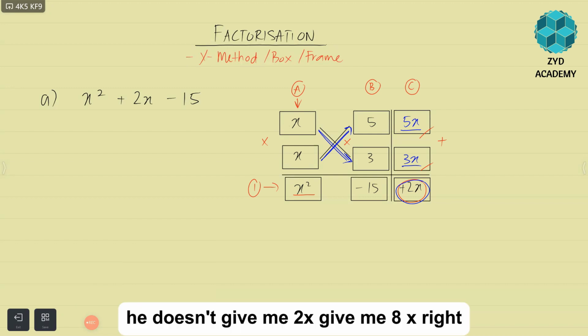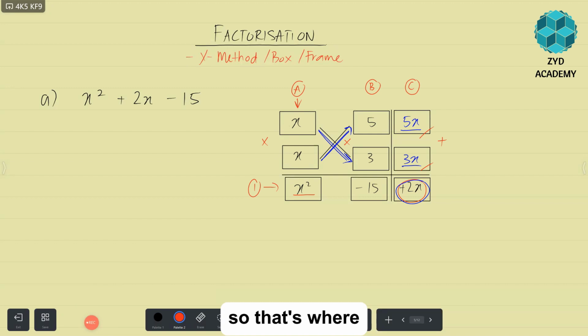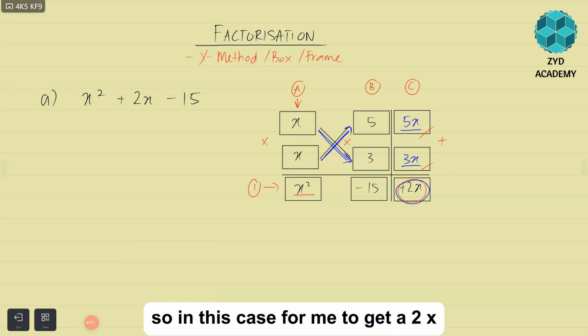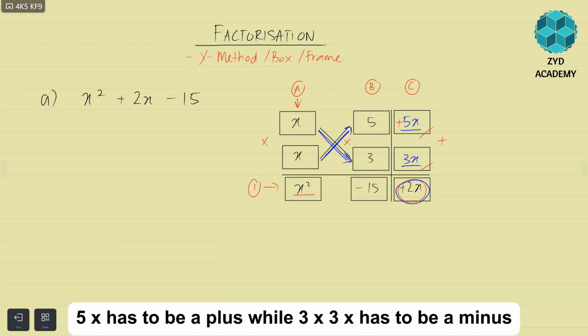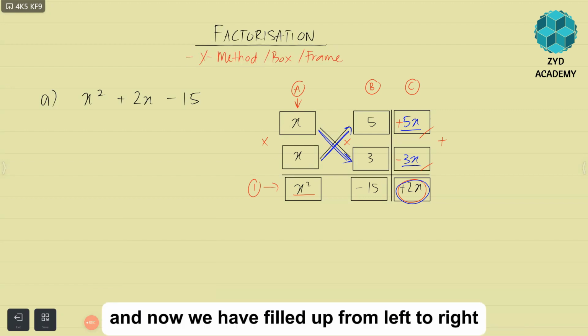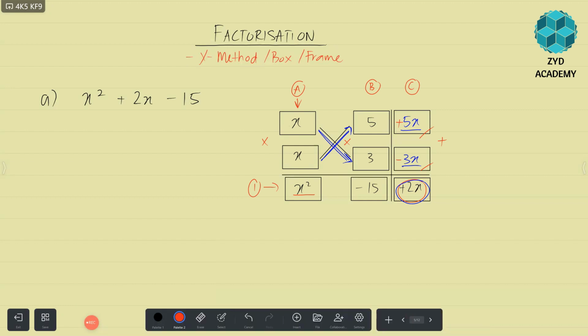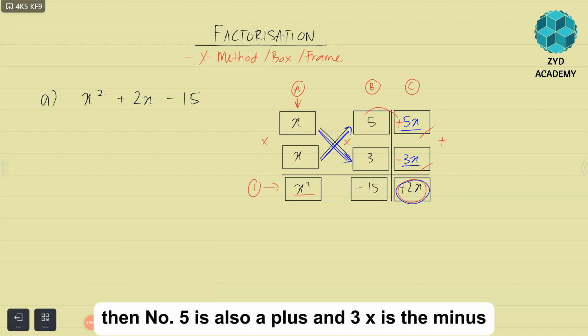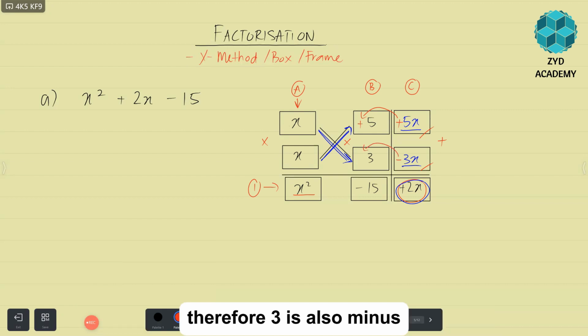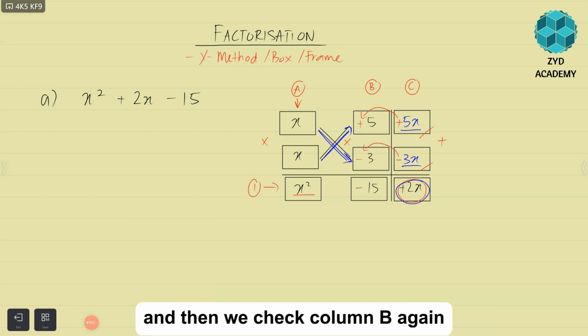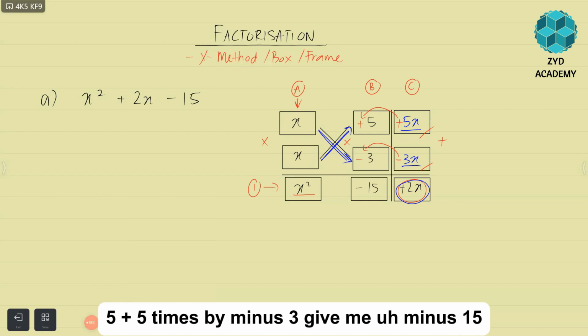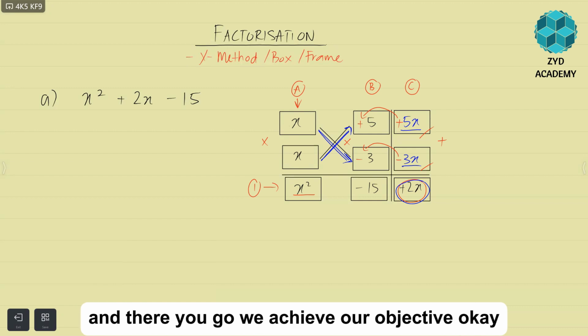No, it doesn't give me 2x, it gives me 8x, right? So that's where you need to fill in your plus and minus sign. So in this case, for me to get a 2x, 5x has to be a plus, while 3x has to be a minus. And now we are filled up from left to right, right? Now we're going back from the right to left side. Because 5x is a plus, then number 5 is also a plus, and 3x is a minus, therefore 3 is also a minus here. And then if we check column B again, plus 5 times minus 3 gives me a minus 15.